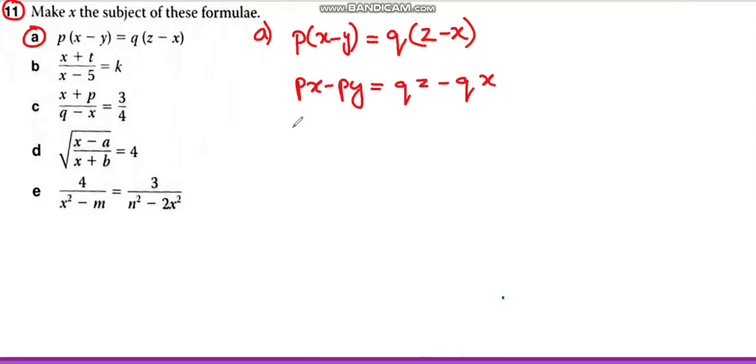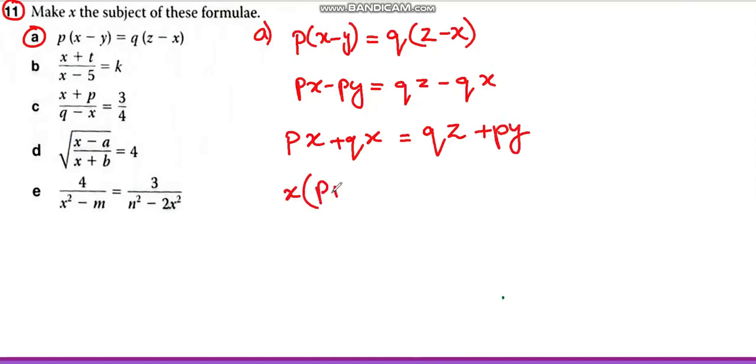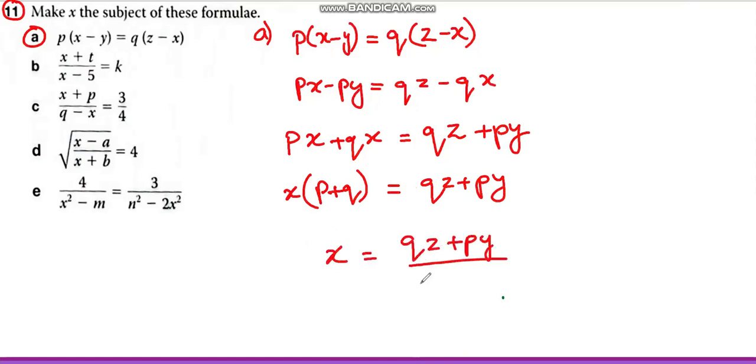Now I can shift the terms containing x to the left side. So I will get px plus qx, because here it is negative qx, so on the other side it is plus qx. And I will get qz and plus py on the right side. Now I can take x as common and I will be left with p plus q. And on the right side I have qz plus py. And now I can divide both sides by p plus q and I will get qz plus py divided by p plus q.